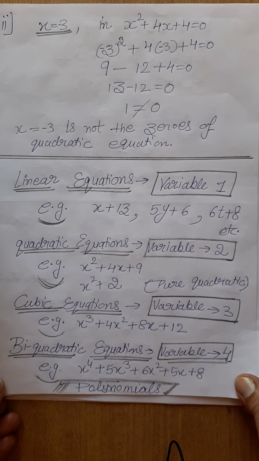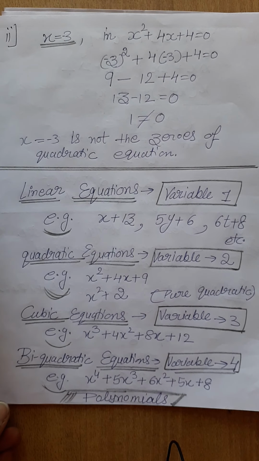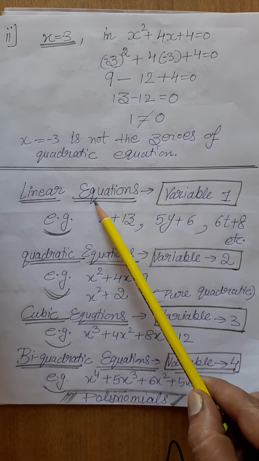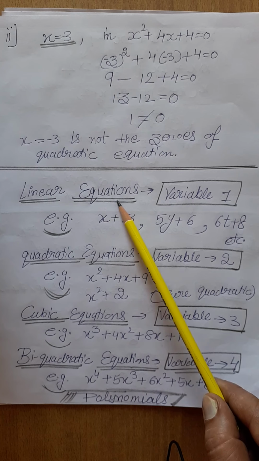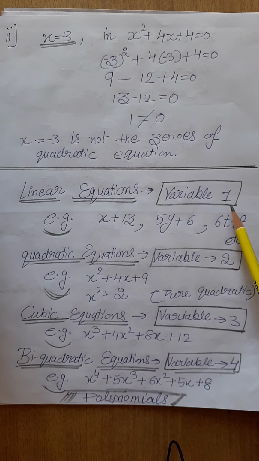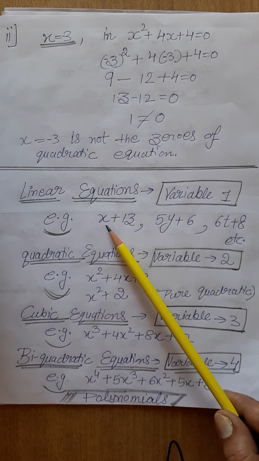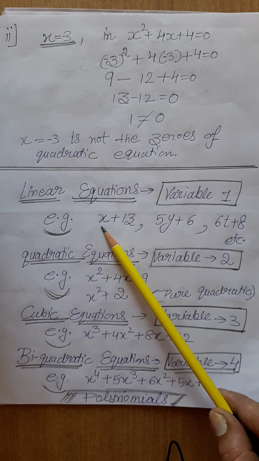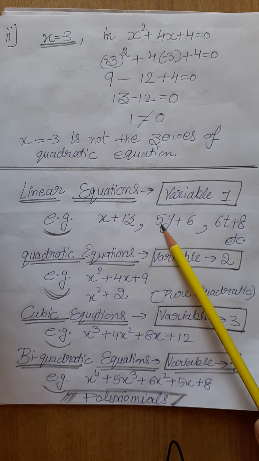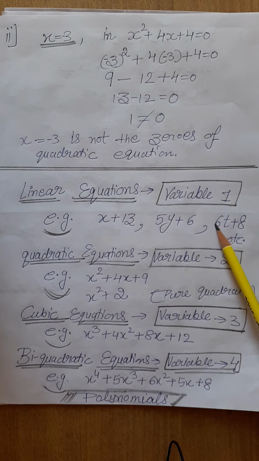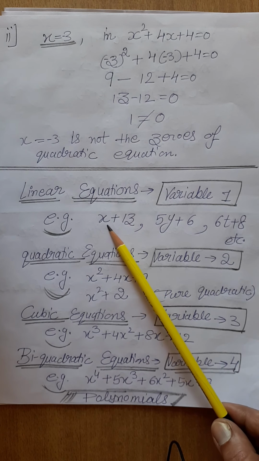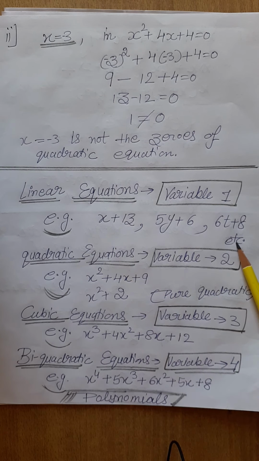You can see here some definitions before starting our topic. What are linear equations? You can see here linear equation is that equation in which variable 1 means power of the variable is also 1. You can see here the example like x plus 13, 5y plus 6, 6t plus 8 or 5u plus 4, anything. But you can see here variable is single in all the terms.